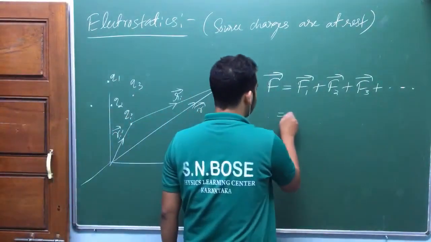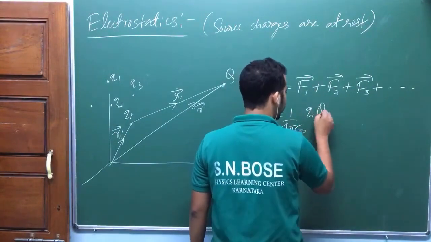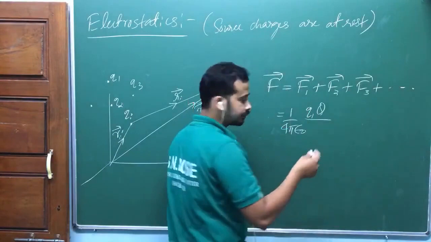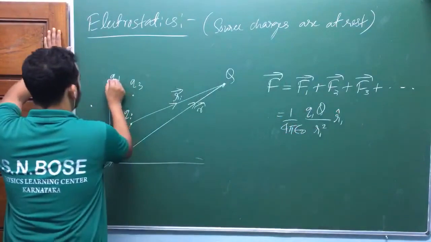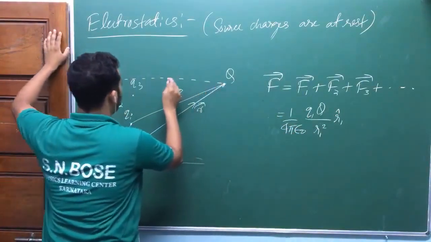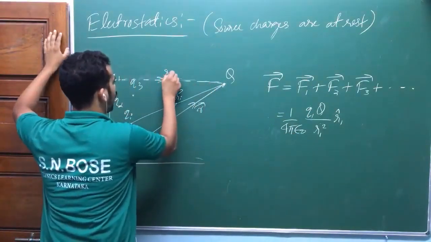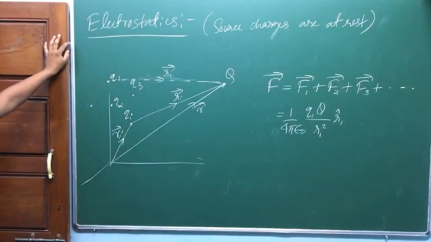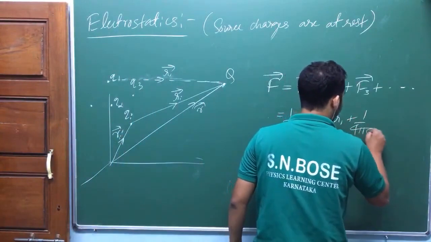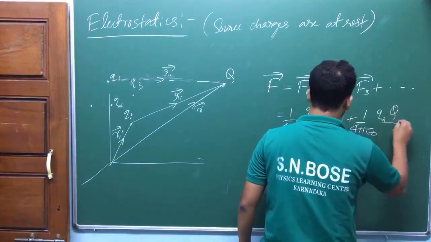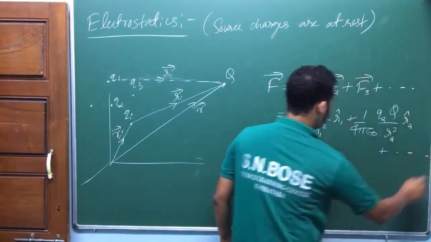So that means F1, the force due to Q1, is nothing but 1 by 4 pi epsilon naught Q1 capital Q divided by R1 square into R1 cap, according to Coulomb's law. Suppose it is Q1, so this is a straight line, and this is R1 vector. Can I take it like this? Similarly, 1 by 4 pi epsilon naught Q2 into capital Q divided by R2 square into R2 cap, so plus and so on. Can I write like this?